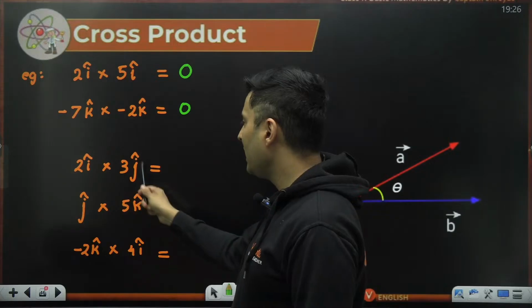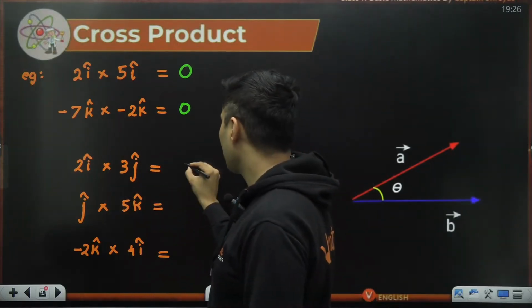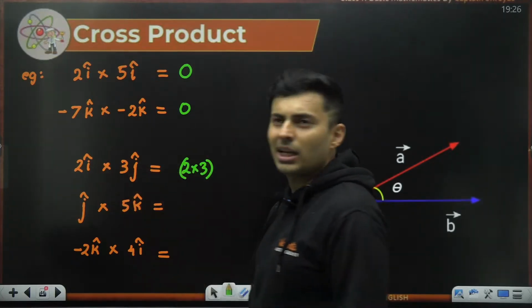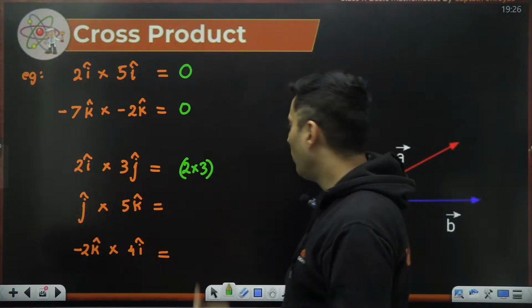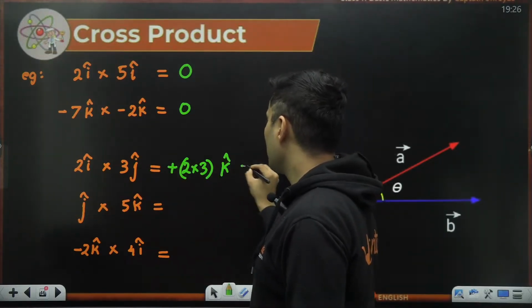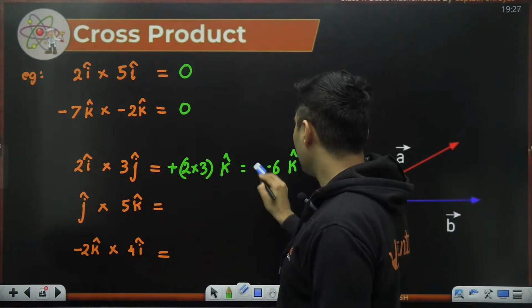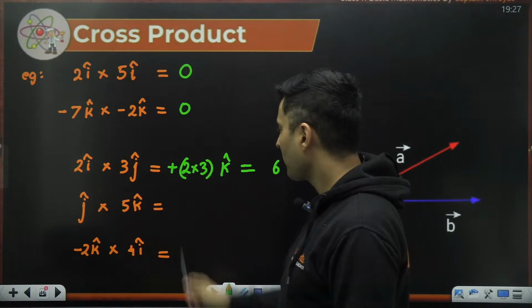Let's do this. I into j. First of all, let's think simple numbers, 2 into 3. 2 into 3, that is one thing. And I into j means I, j, k. Oh, positive k. So it will be nothing but positive k cap. So hence it will be plus 6 k cap, or I can just put 6 k cap. It is one and the same thing. 6 k cap should be the answer.